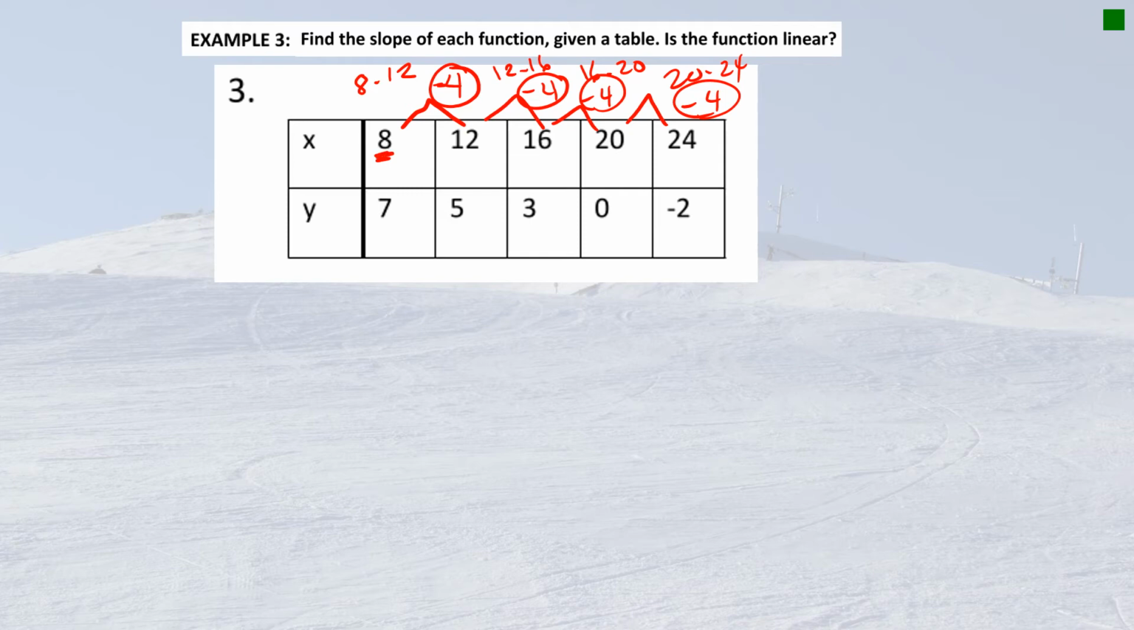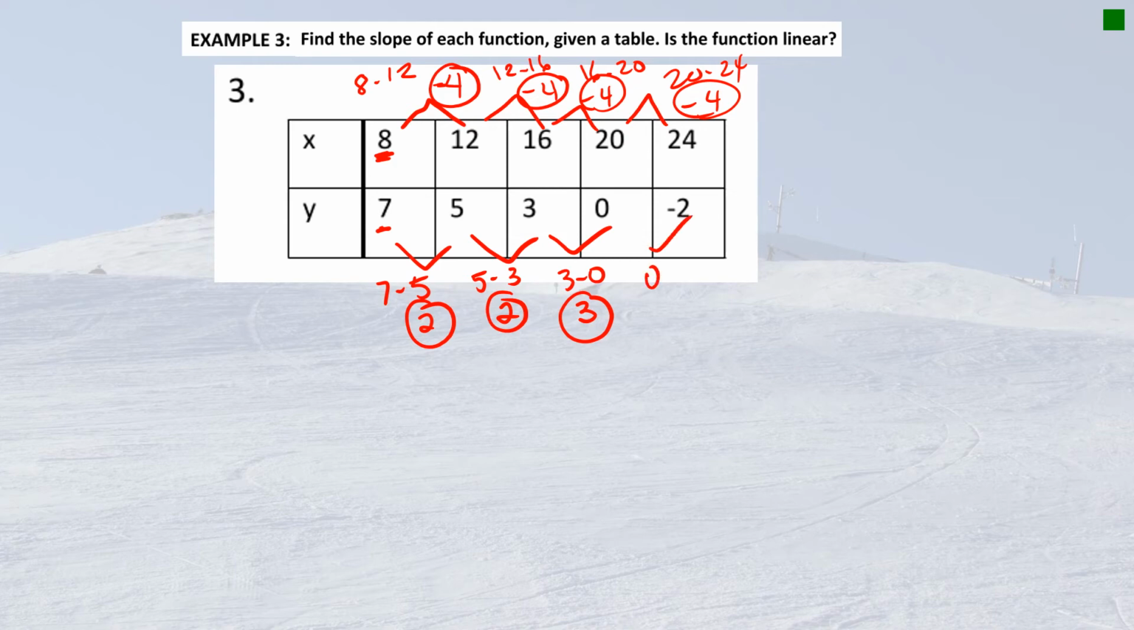So since I started with the 8 and did 8 minus 12, I have to start with the 7 and do 7 minus 5, which is 2. Okay? So in this case, I have to do 5 minus 3, which is 2. Then I'm going to do 3 minus 0, which is 3. Then I do 0 minus negative 2, which is 2.